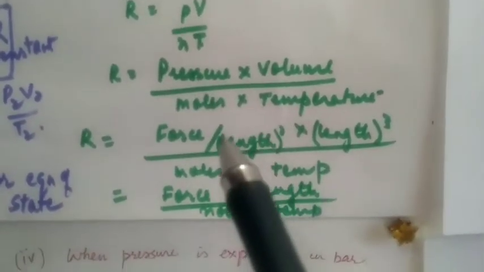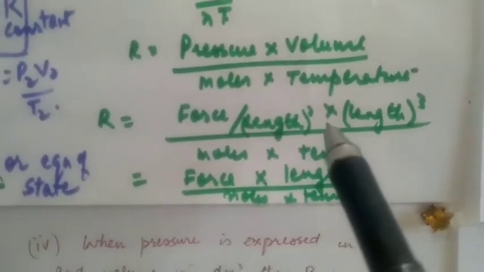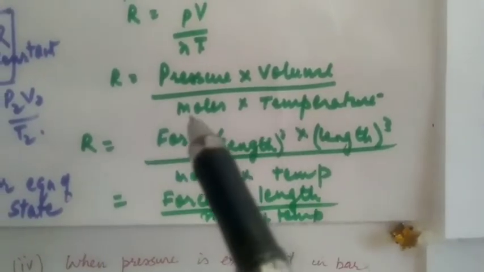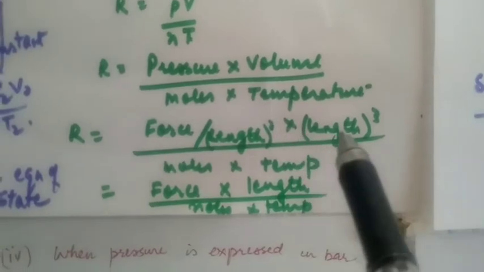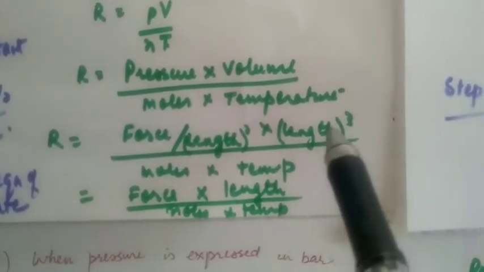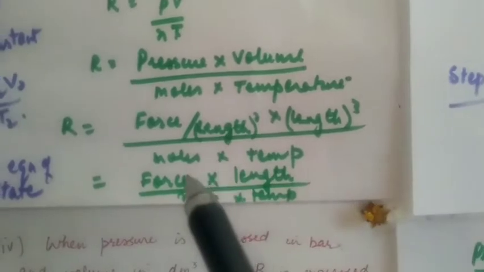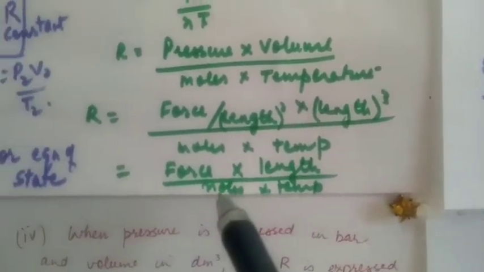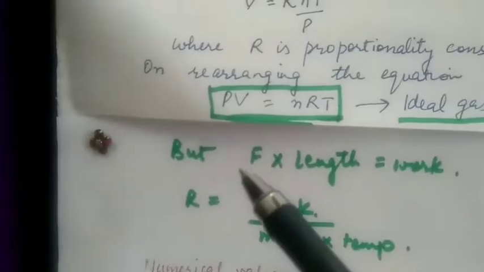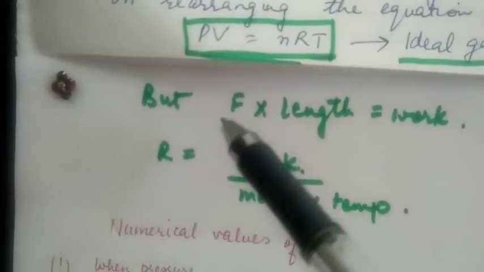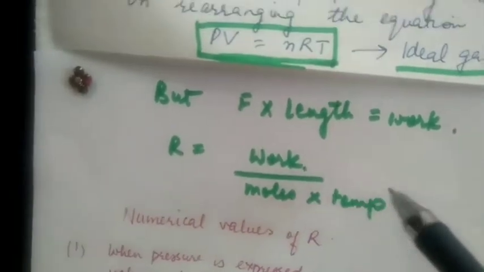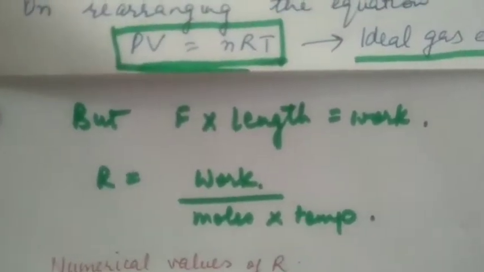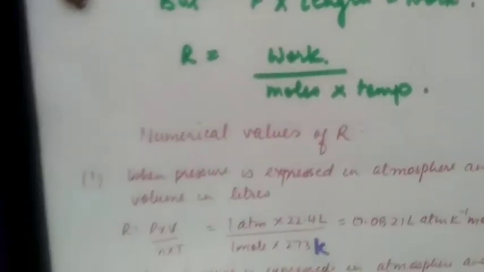But pressure is force upon area, and area is length square, and volume is length cube. So putting these values, we get force upon length square into length cube. This cancels out and one length term is left. So we get force into length upon moles into temperature. Now force into length is equal to work. So R will be work upon moles into temperature. So units of R can be units of work, joule per mole per Kelvin.